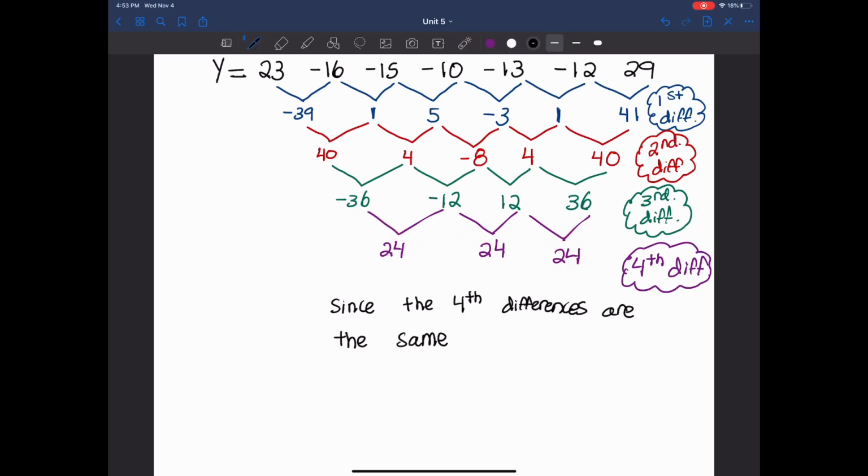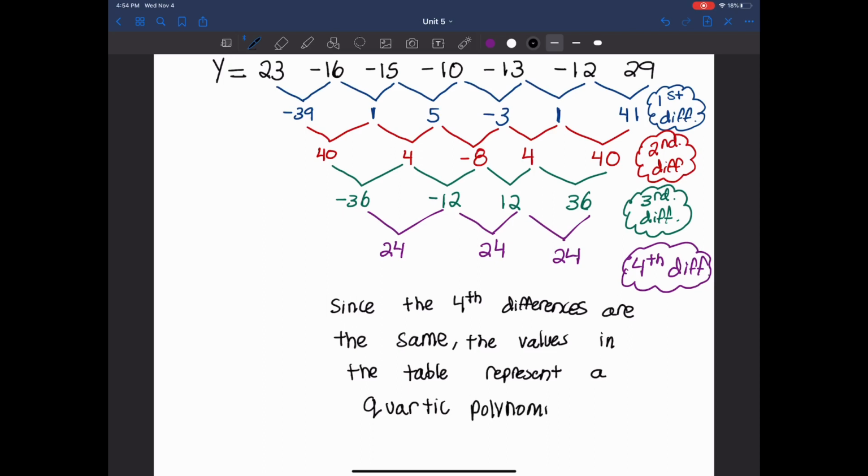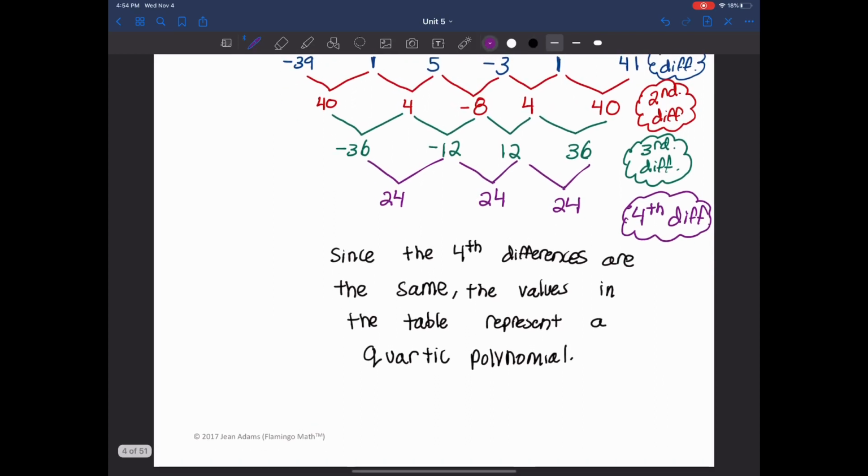The values in the table represent a quartic polynomial. And you're like, well, what on earth does that word mean? We've talked about that on the first page today. A quartic polynomial is a fourth degree.